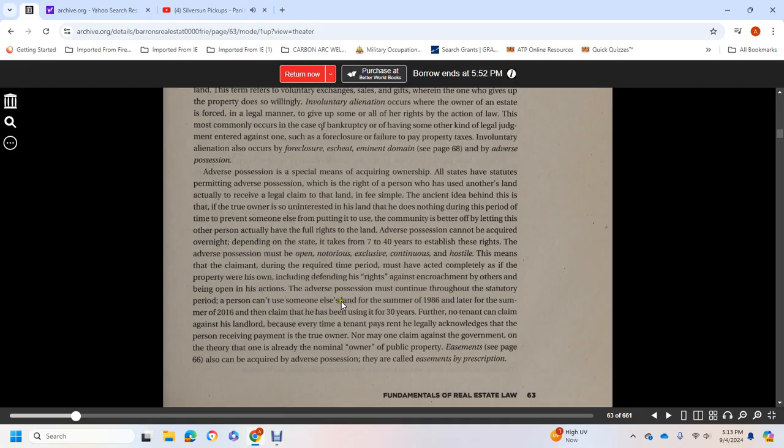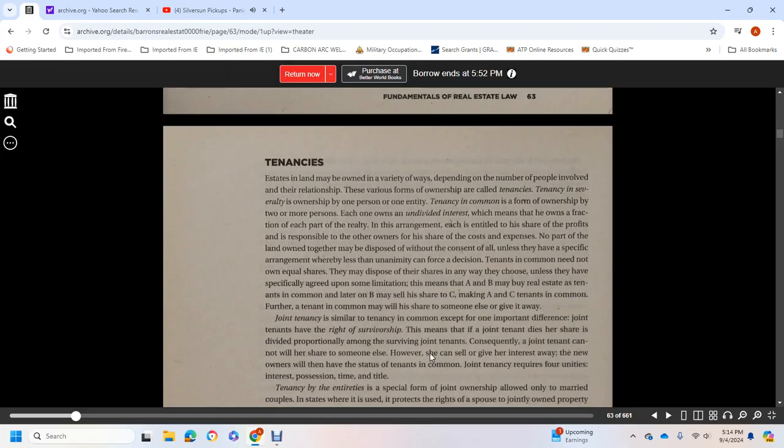A person cannot use someone else's land for the summer of 1986 and then again in the summer of 2016 and claim to have been using it for 30 years. Further, no tenant can claim against his landlord, because every time the tenant pays rent, he legally acknowledges that the person receiving the payment is the true owner. Nor may one claim against the government on the theory that one is already a nominal owner of public property. Easements, see page 66, may also be acquired by adverse possession; these are called easements by prescription.